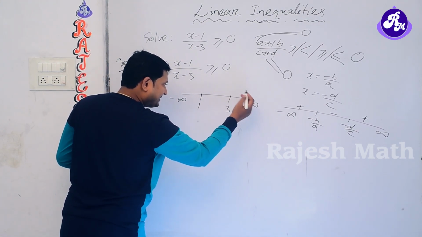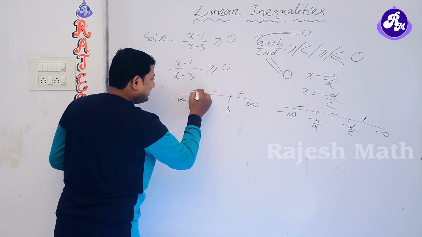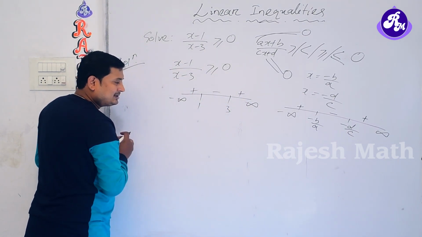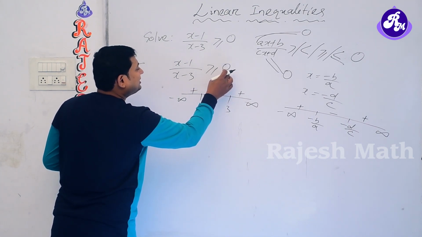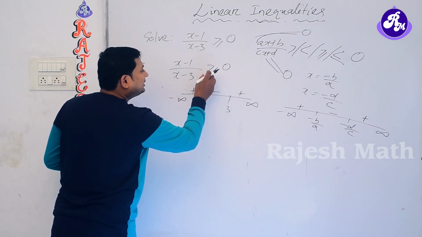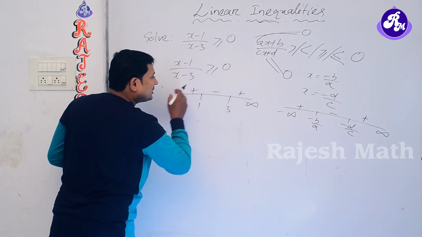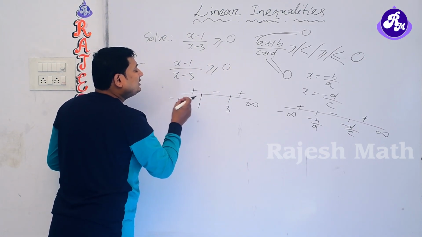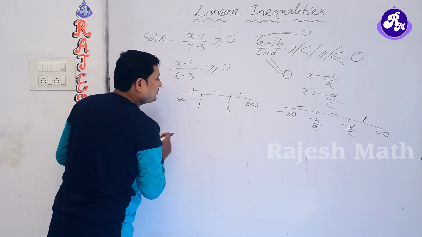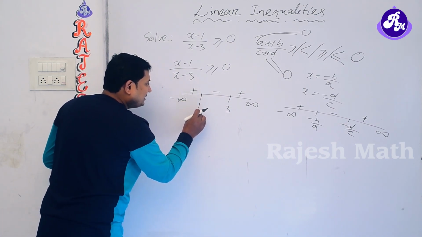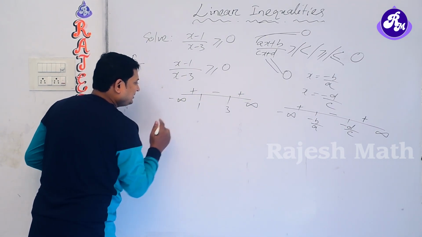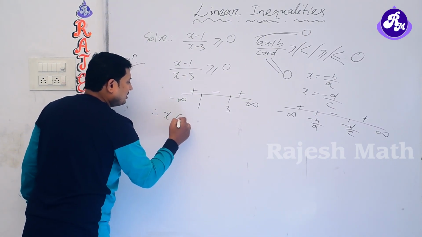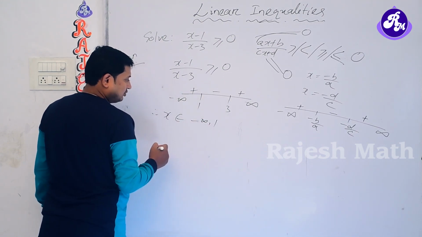Now make the sign as positive, negative, positive from the right-hand side. Now see the sign of inequality, it is greater than or equal to 0. Greater than or equal to 0 means positive. So in which intervals are you getting the positive sign? You see, minus infinity to 1 and 3 to infinity. Therefore x belongs to minus infinity to 1.